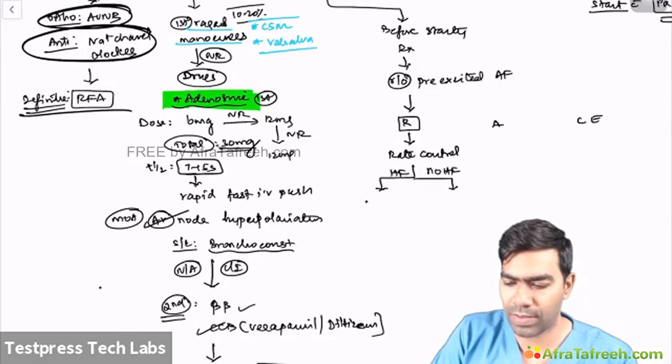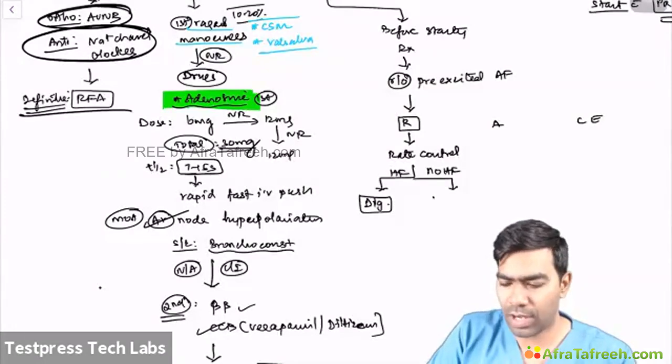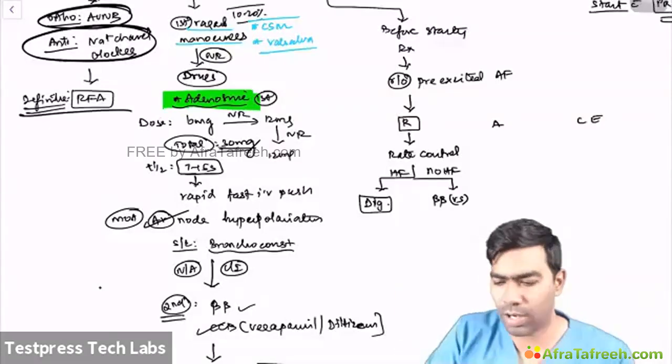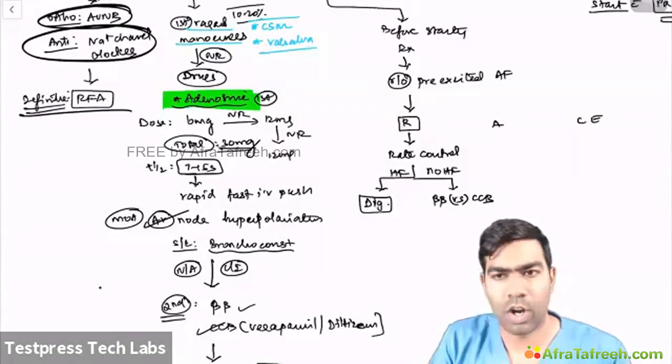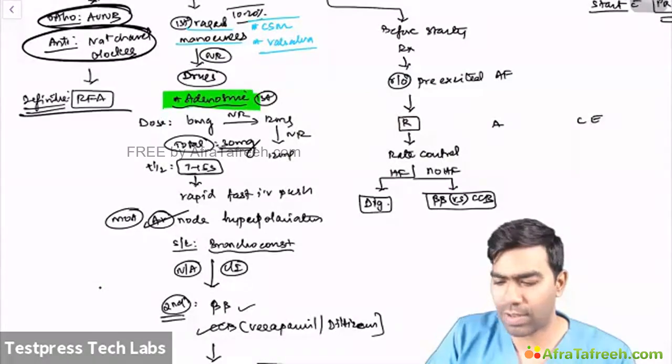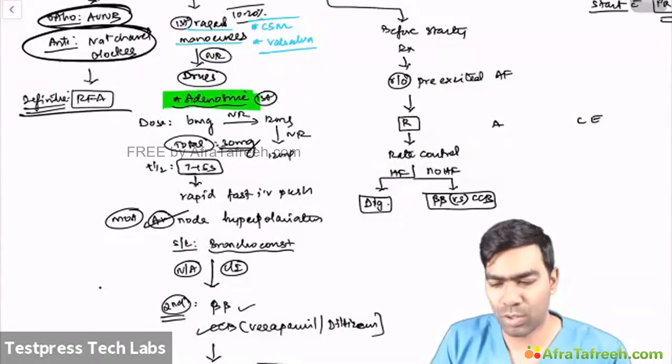Of course, if the patient is having heart failure, I'm going to use DIG. If the patient is not having heart failure, I'll be using a beta blocker. If it's contraindicated, already I told you the beta blocker contraindications, I'll be using non-dihydropyridine calcium channel blockers like verapamil or diltiazem. But here adenosine has no role. Even though adenosine is an AV nodal blocker, it has no role.